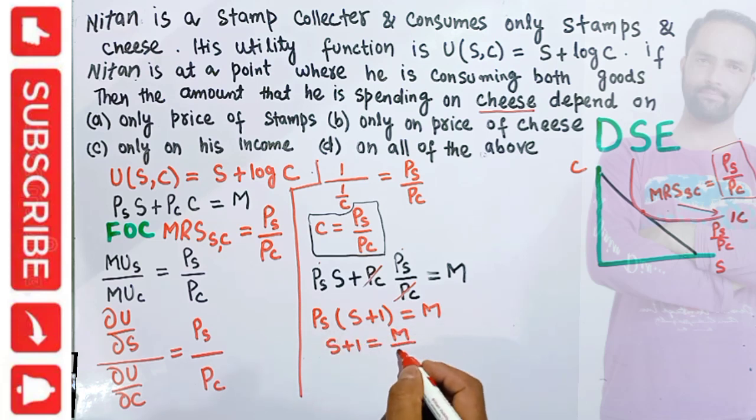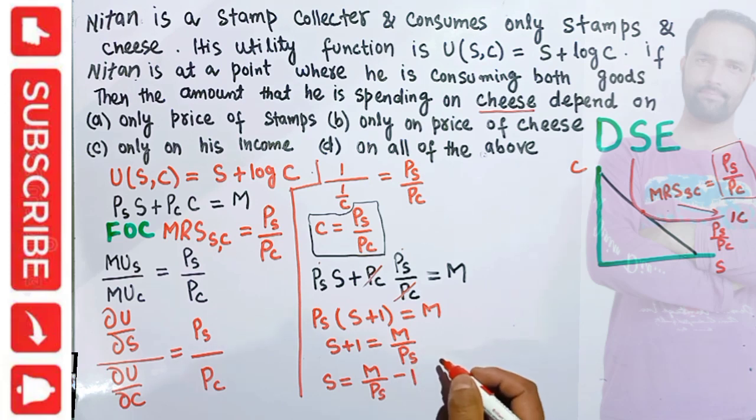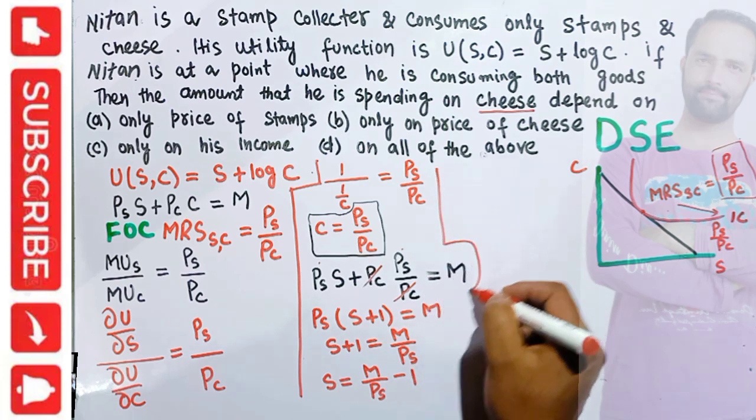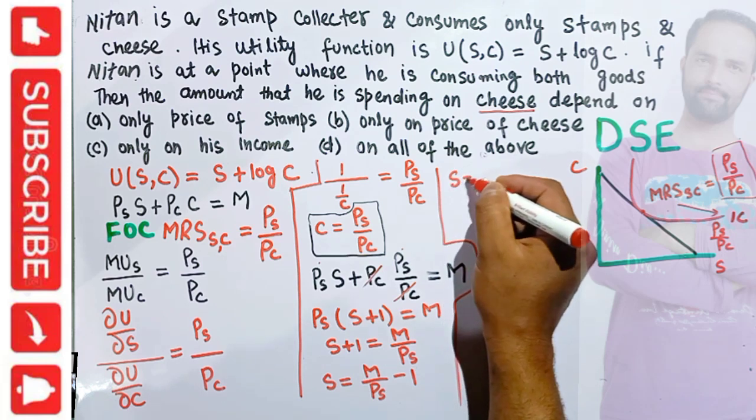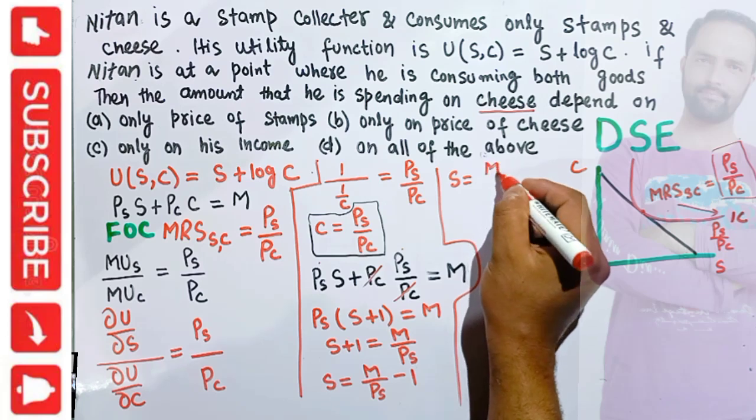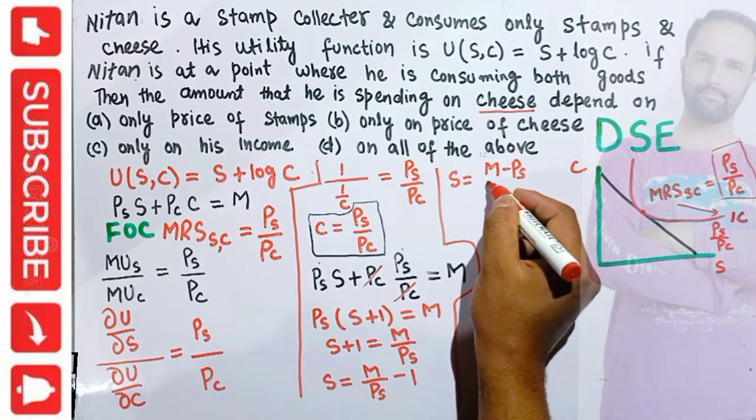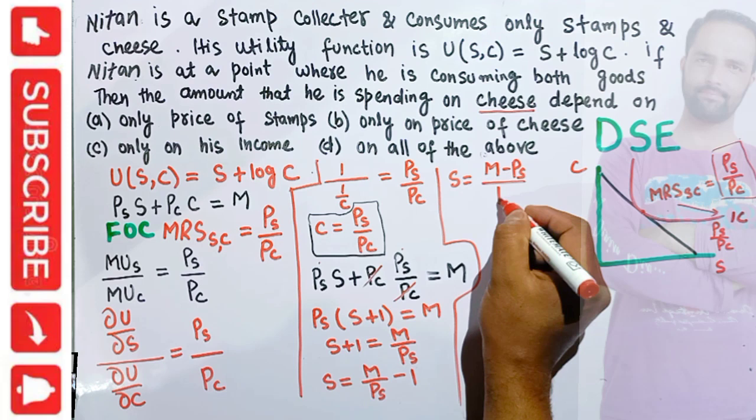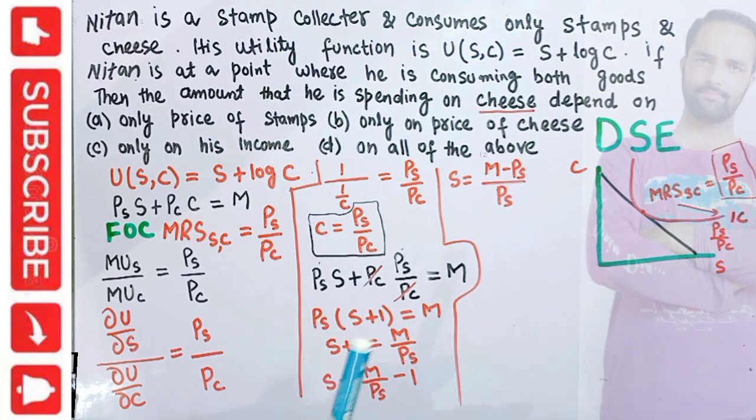Transposing this, it will get divided, so we have ps, which gives us s is equal to m upon ps minus, if it is plus 1, transposing to the RHS it will become minus 1. Now let me write it here. That means s is equal to m minus ps, cross multiplying, divided by ps. So this is the demand function for s.